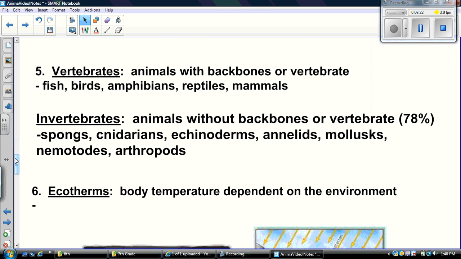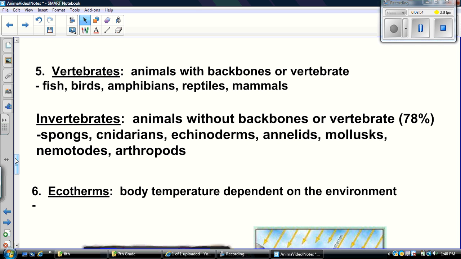And when we start looking at classifying animals, we look at two big categories, whether they are vertebrates or invertebrates. So vertebrates are animals with backbones, or they have vertebrae. The phylums that have vertebrates are fish, birds, amphibians, reptiles, and mammals. Invertebrates are animals without a backbone, or vertebrate. And 78% of all animals are invertebrates.